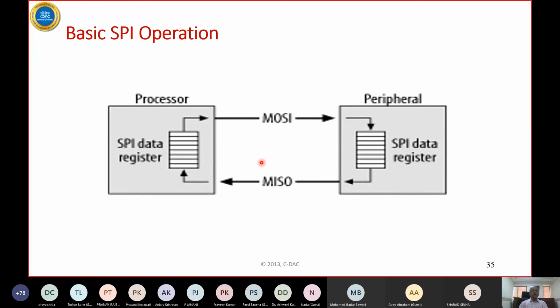Suppose instead of a write, there is a read operation. How will that happen? The processor will load a dummy byte here. When a dummy byte is loaded, the dummy byte is transferred, which is ignored. But reading means what? The data in the SPI register of the peripheral is wanted by the processor. It cannot do a read on its own. What will it do? It will do a write. It will send a dummy byte. But whenever a byte is sent, a byte comes back. So a dummy byte is written, but what it gets is the actual data that it wanted to read.